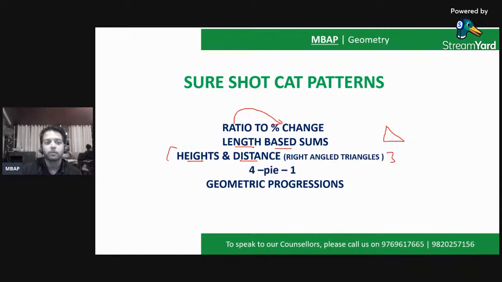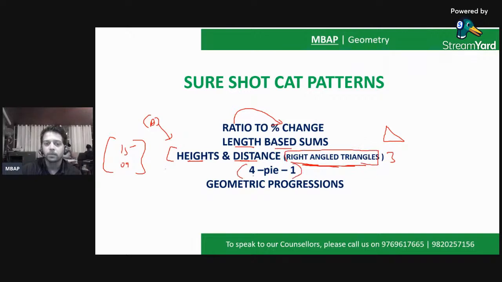If you look at the papers of 2015 and 2009, where both years' papers were set by IIM Ahmedabad, you have seen one heights and distances question regularly getting featured. So this time also there are high chances that you will see at least one question featured on heights and distances, which are basically the properties of a right angle triangle. So make sure you regularly follow the important questions coming from this domain.